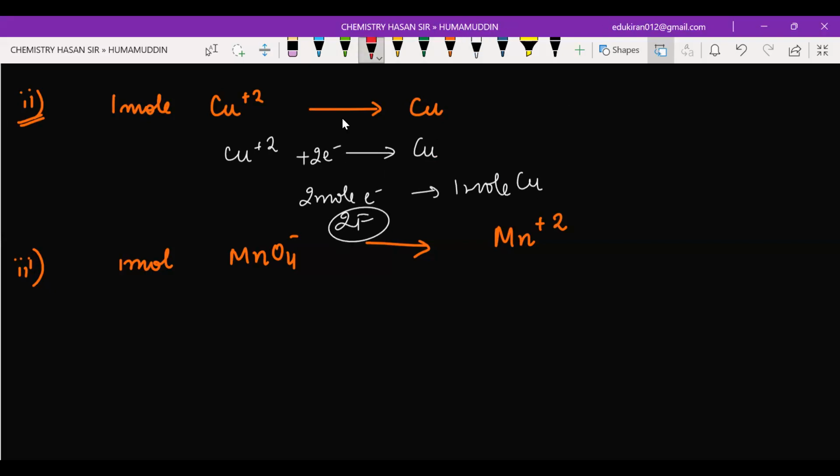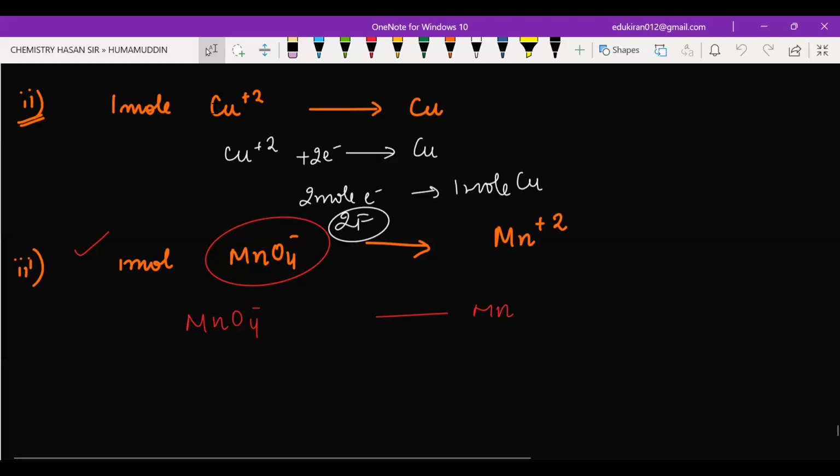Austin, what about this third one? It's also very easy. MnO4 minus, do you know what it is? MnO4 minus converts itself into Mn plus 2. In the previous two questions, the oxidation state of the metal was given, but in MnO4 minus it is not given directly. So you need to calculate the oxidation state of this manganese. I want both of you to calculate the oxidation state of manganese first.